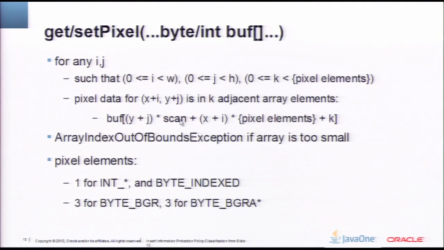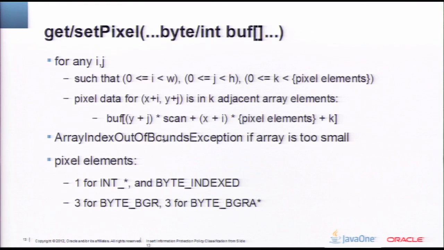This allows you to have a scan stride that is not a multiple of the pixel elements in case you want to, for instance, have 3-byte data in lines that each individual line is word aligned. In order to do that, you need to have your scan stride not be a multiple of your pixel elements. So this formula does not imply that the scan stride has to be such a multiple.